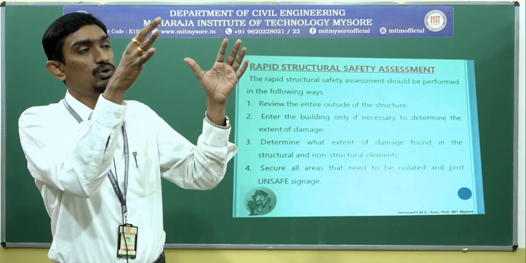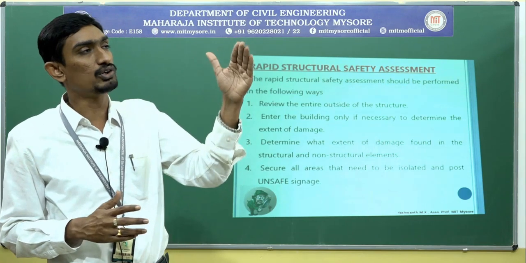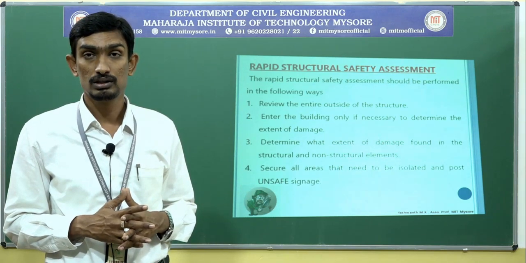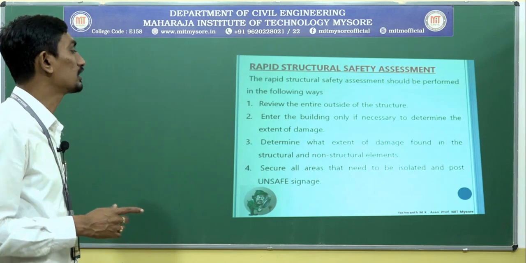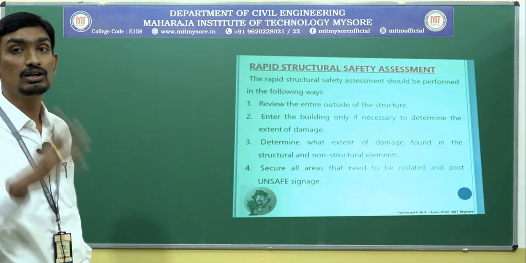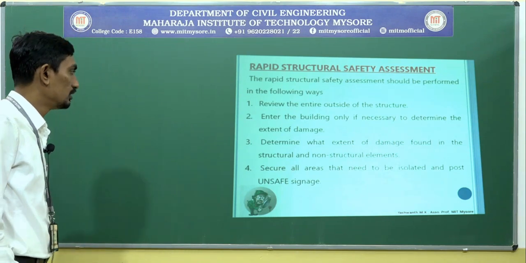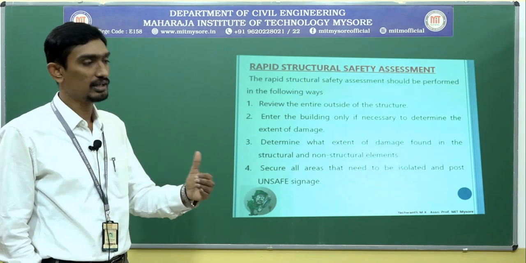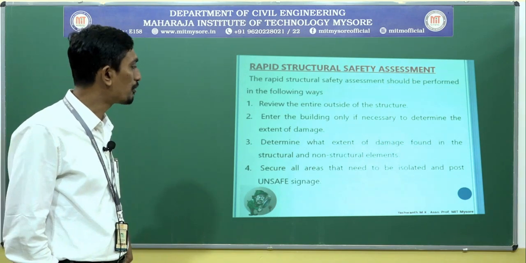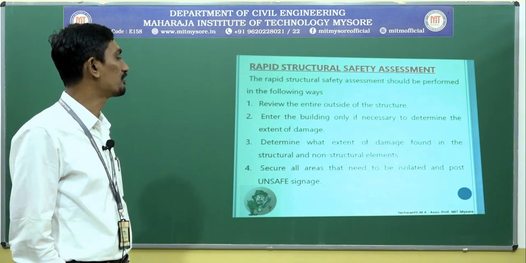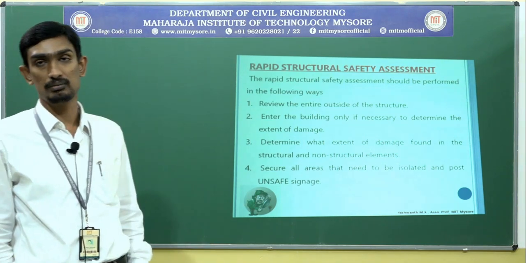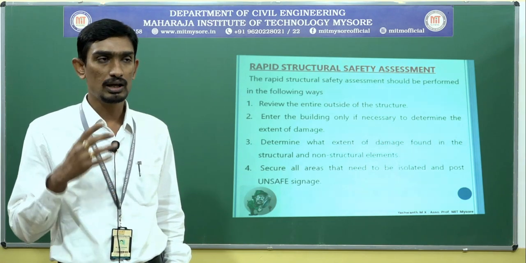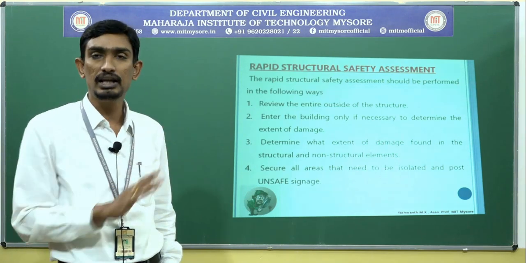Or if the building has collapsed too much, and all the reinforced concrete structural elements have collapsed, then you cannot enter so easily. That's why the second point says to enter the building only if necessary to determine the extent of damage. Next, once a building is safe to enter and you have entered the building, the third point says to determine what extent of damage is found in the structural and non-structural elements. So you have observed the outside periphery of the building, you are not able to come to a conclusion, so you get inside the building.